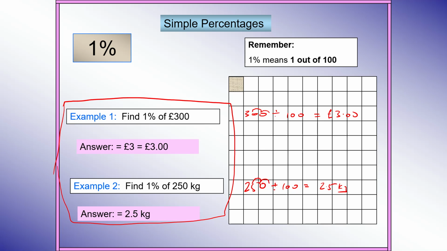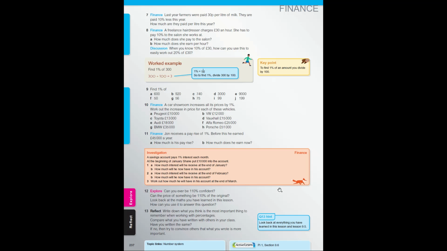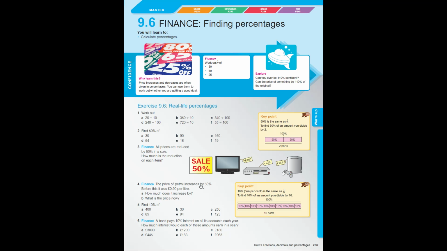Right, so your exercise for today. Start at question number 5, finding 10%, and then on to 6, and turn the page. You've only got to go up to question 13. I shall put the classwork in the assignment, so good luck.